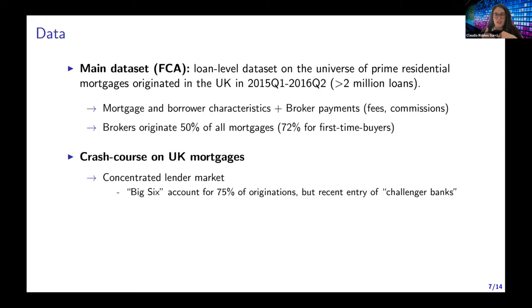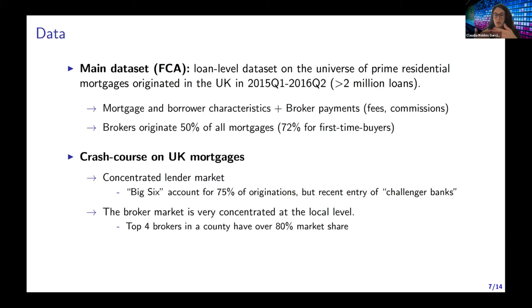However, in the last years, we've actually seen entry of what we call challenger banks. You could think of them as fringe banks, and they're a lot smaller than the big banks. And they have actually a very different business model. The big banks have a lot of branches. They rely heavily on advertisement. These challenger banks don't have many branches. They don't rely on advertisement. However, what they do is they pay very high commissions to brokers. So in a way, you can see that over the last 10 years, they've been trying to introduce their products in the market by paying very high commissions to brokers.